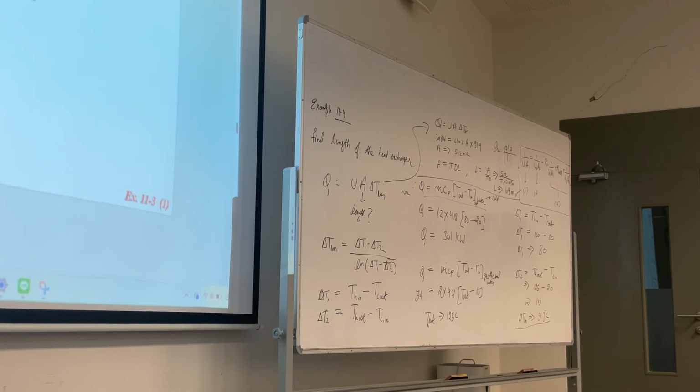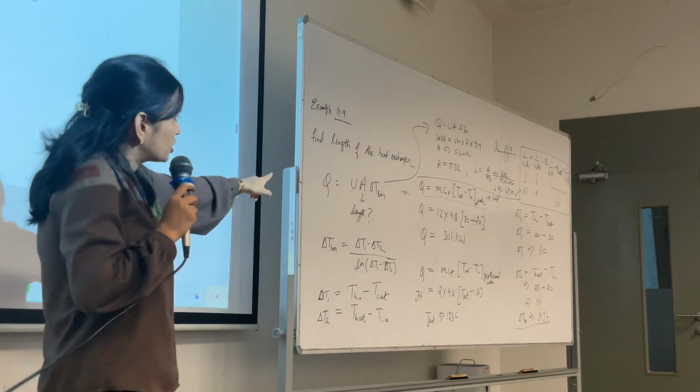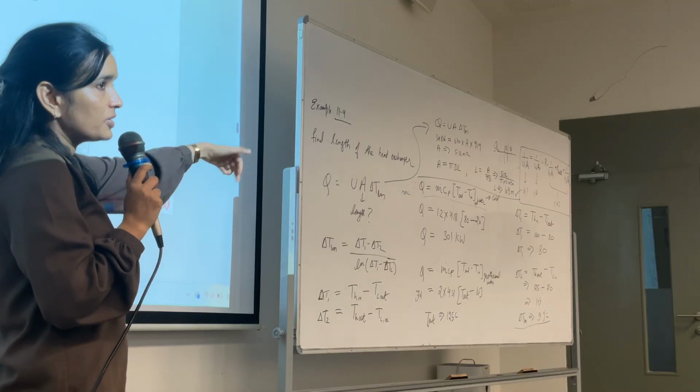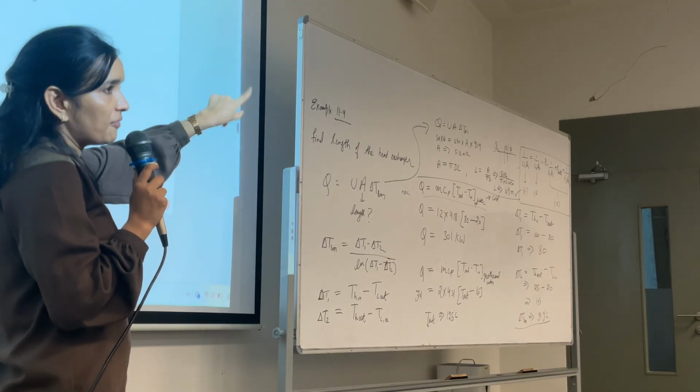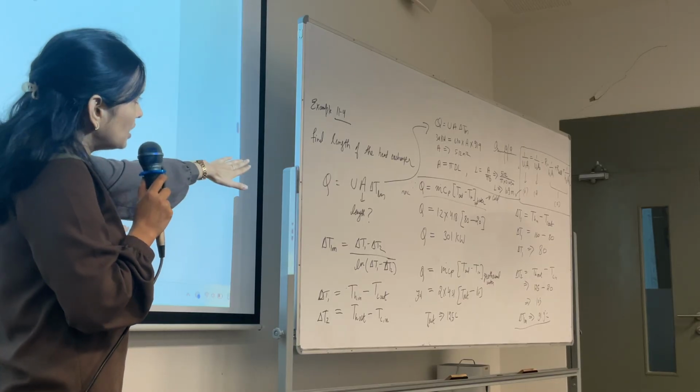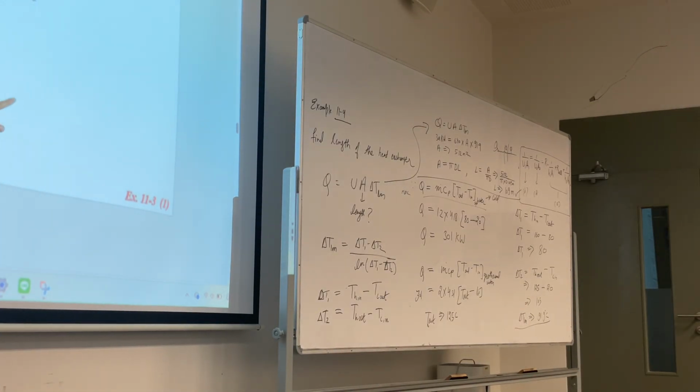So LMTD you use in parallel flow, counter flow. When it's a parallel flow or counter flow, you use Q equals U A delta TLM. If it's a cross flow or multi-pass flow, you add F, which is the correction factor. In this example, it's a counter flow, so we can simply use that equation, right? Q equals U A delta TLM. U is the overall heat transfer coefficient, A is the area, and delta TLM is the log mean temperature difference. It's a counter flow, delta T1 minus delta T2. From the graph, you remember the counter flow graph is like that: delta T1 is hot in, cold out, and delta T2 will be hot out, cold in.